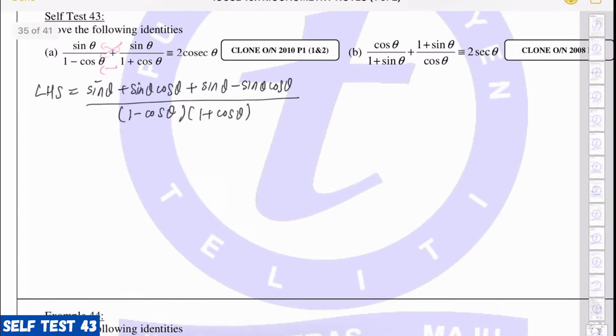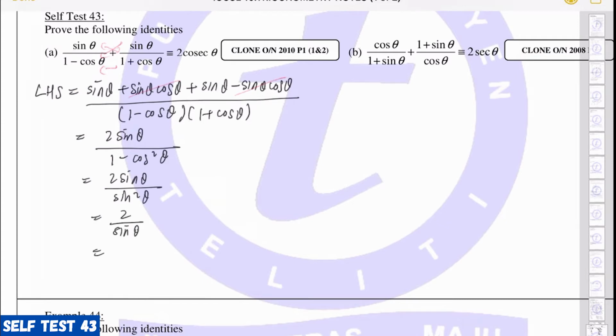Okay, the next thing is we can cancel these two off. You can see here, sine cos. One is positive, one is negative. So when you cancel off, you're left with 2 sine theta. And my denominator is 1 minus cos square. And what is 1 minus cos square? 1 minus cos square is sine square. As we can cancel two of them, you're left with 2 over sine. And 2 over sine is 2 cosecant theta, right hand side.